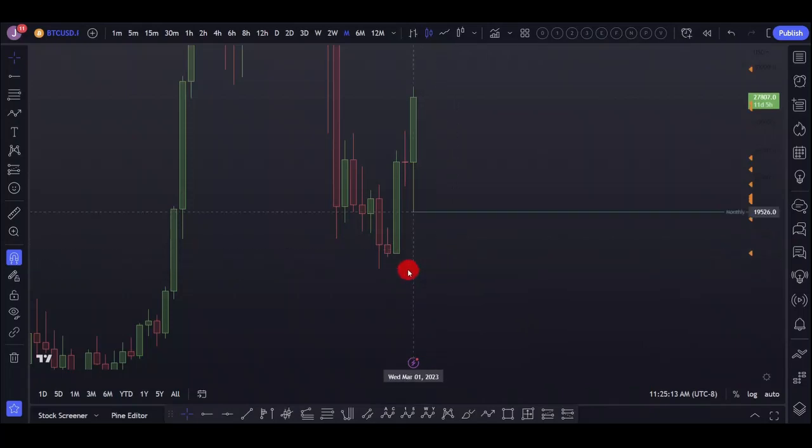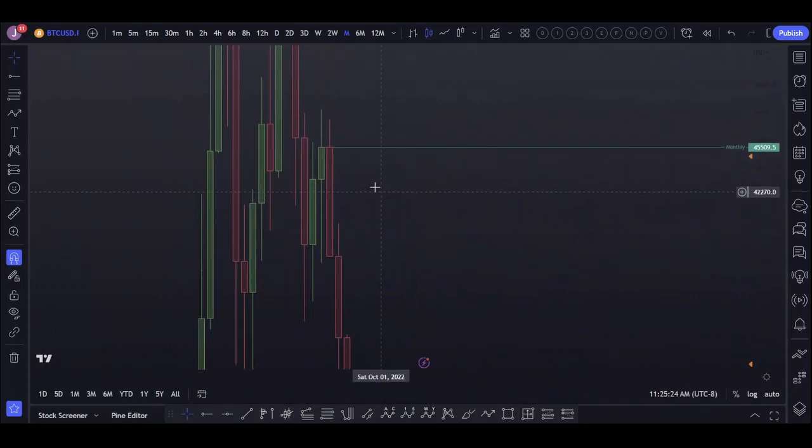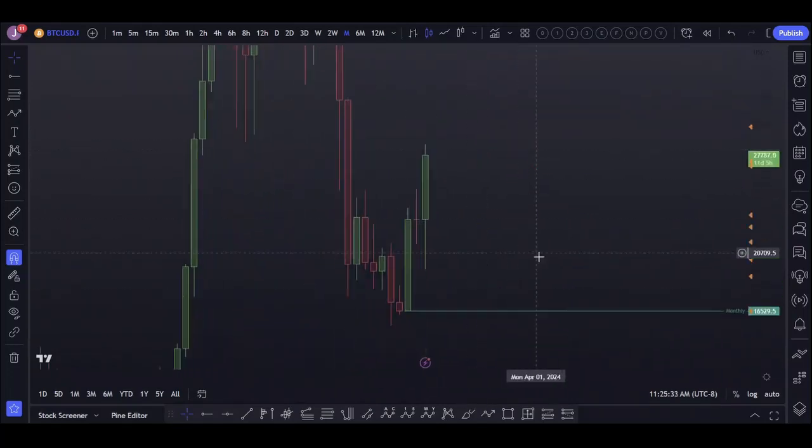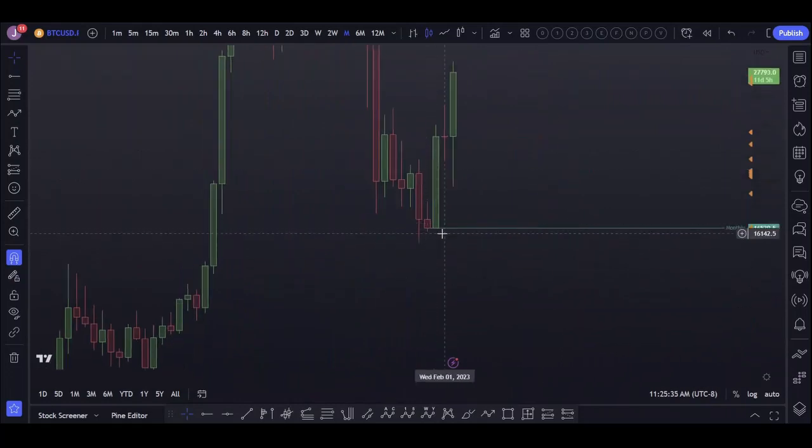They're not always going to be the perfect tweezer, but as long as you understand and remember that what you're looking for is, when you're looking for support, a red candle followed by a green candle, and for resistance, a green candle followed by a red candle. The tweezer tops just help you identify them easier, but they don't always have to have these long wicks. Sometimes the wicks can be short, just like the example that you see right here.